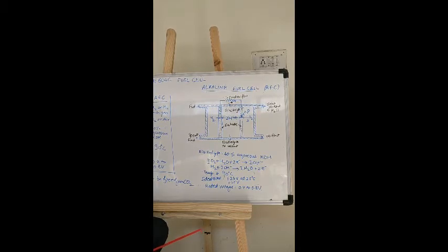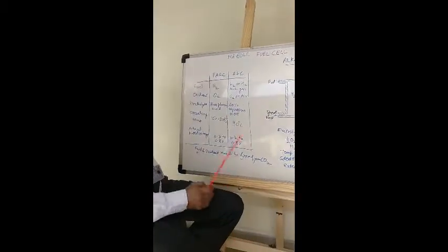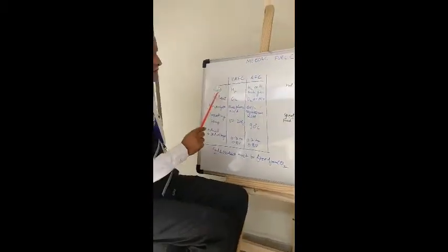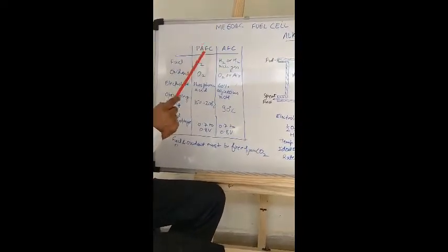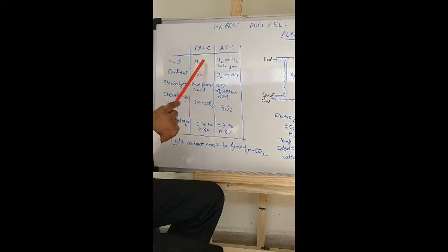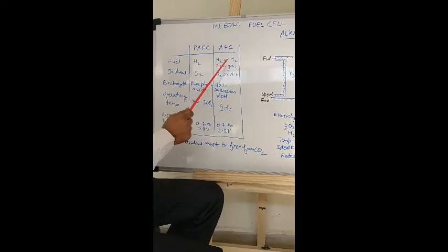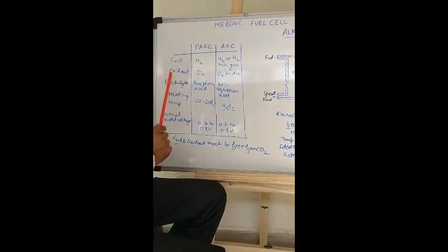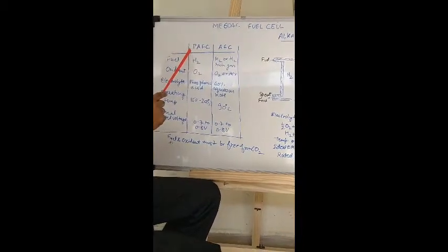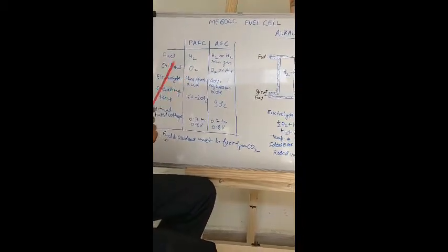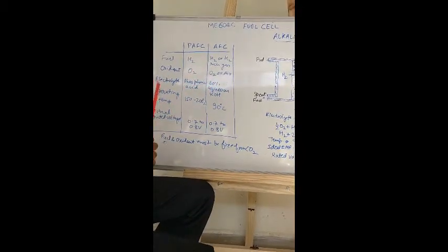Now you can see some differences between phosphoric acid fuel cell and alkaline fuel cell, which I have written here. The difference lies in the fuel. In case of PAFC, phosphoric acid fuel cell, the fuel is hydrogen, whereas in case of alkaline fuel cell, AFC, the fuel is hydrogen or hydrogen-rich gas. If we talk about oxidant, then in case of PAFC, oxidant is normally pure oxygen, whereas in case of alkaline fuel cell, it is oxygen or air also.